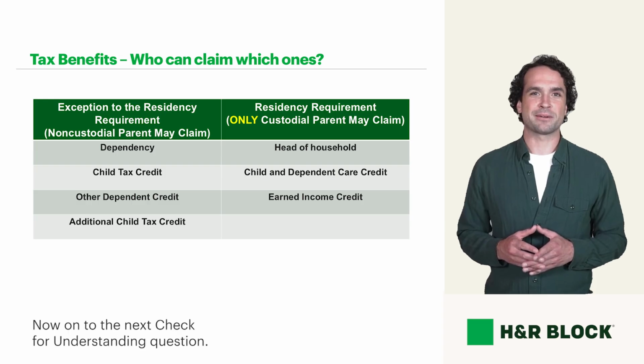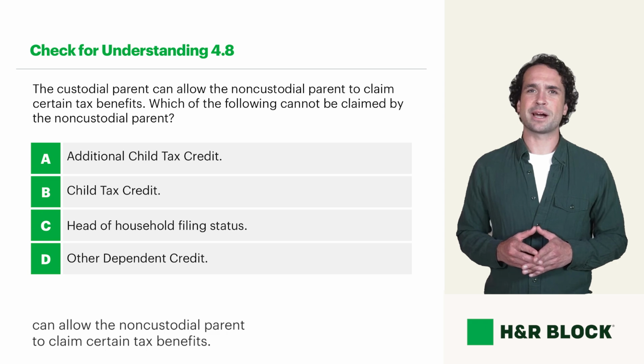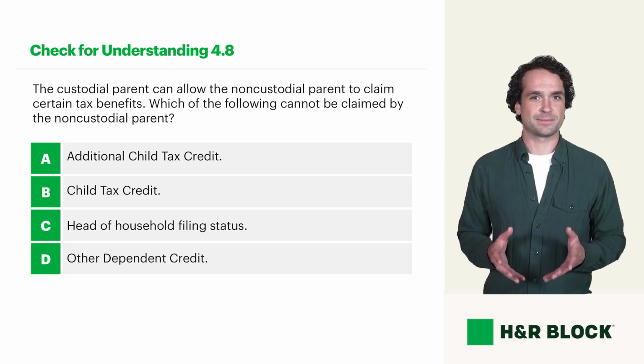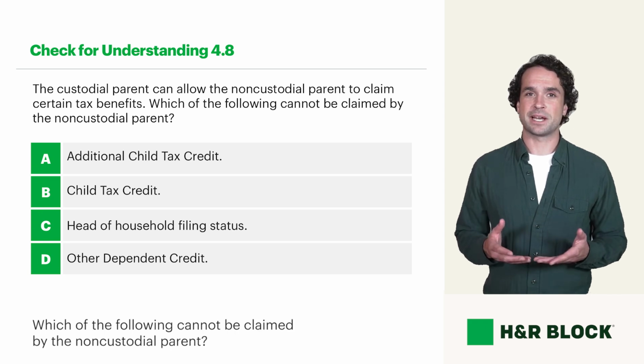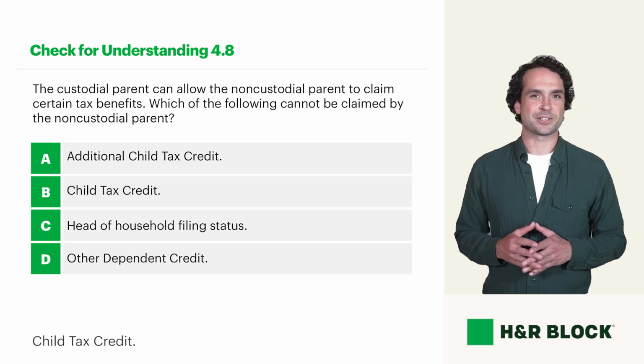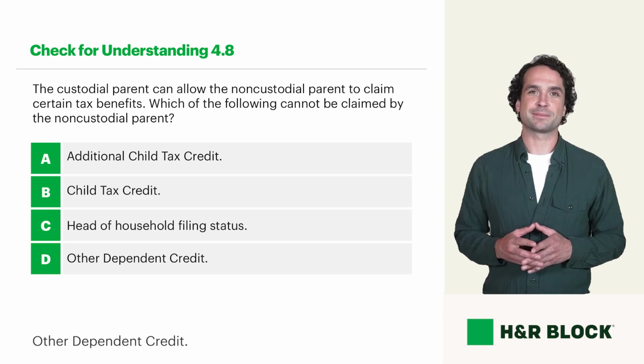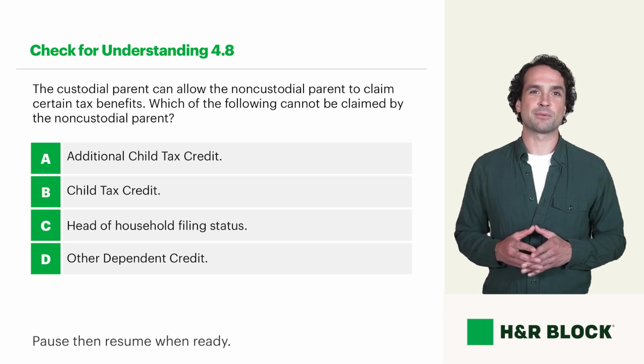Now on to the next check for understanding question. The custodial parent can allow the non-custodial parent to claim certain tax benefits. Which of the following cannot be claimed by the non-custodial parent? Additional child tax credit, child tax credit, head of household filing status, other dependent credit. What do you think? Pause then resume when ready.